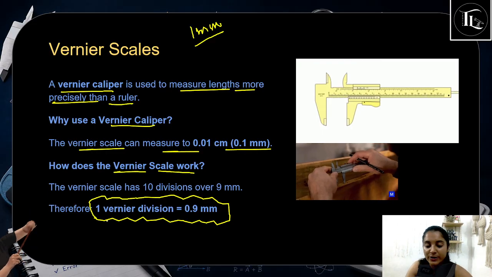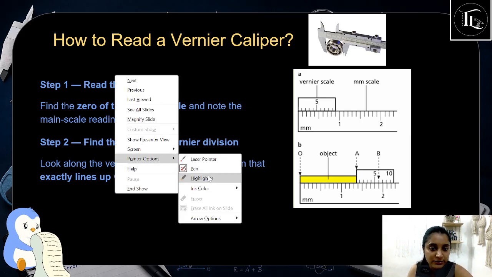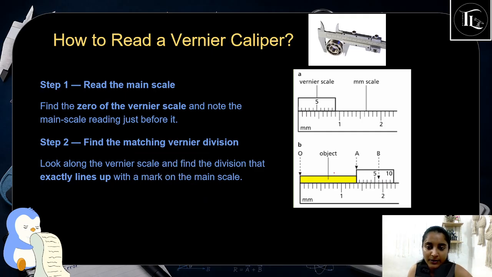That means how we are going to actually measure it or read it. See, there are two readings, the main scale and the Vernier division, right? This is the Vernier scale. So this is the object and we need to measure the length of this object. Let me change the color. Yeah, so this is the object and this is the length. And we need to measure OA, right? We need to measure this OA.